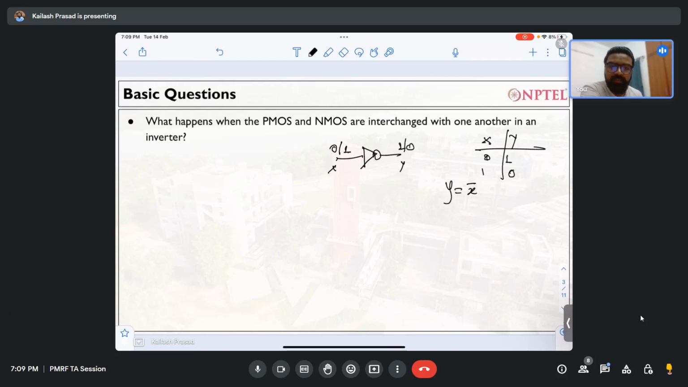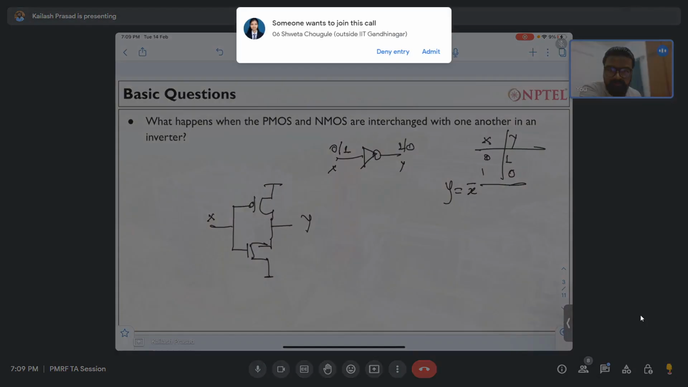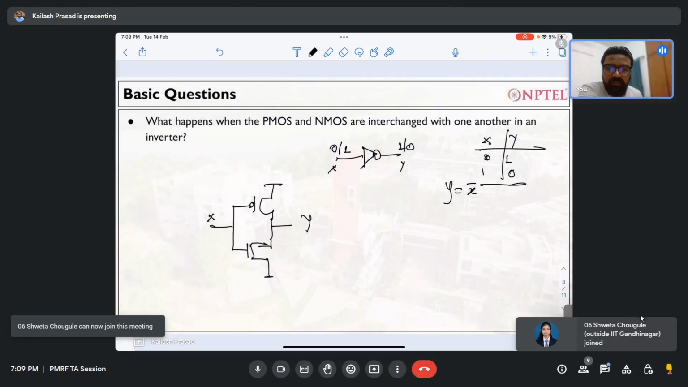And in terms of CMOS, when you design this inverter using CMOS, how do you do that? You take one PMOS transistor, this is how a PMOS transistor looks like, and an NMOS transistor. This will be your Y, and this will be X. Now the question is, this is the truth table I have, this I understand. Can anybody tell me how this particular circuit works?